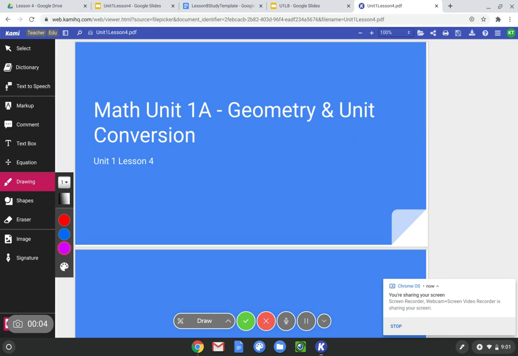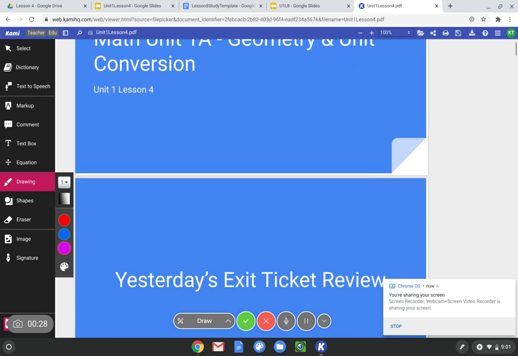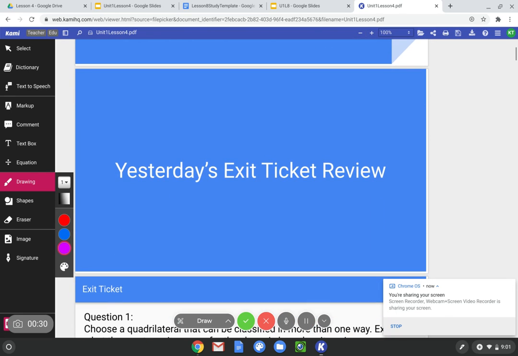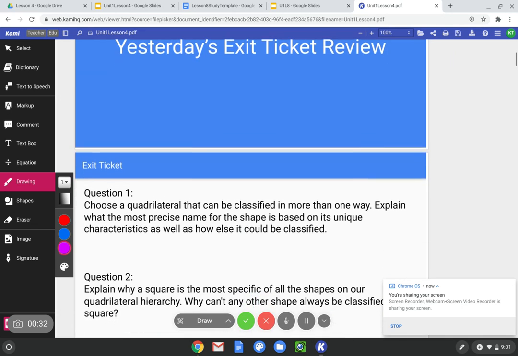Today we are going over lesson 4, which is going to complete how we use attributes to place shapes within the quadrilateral hierarchy. Now that's a tough word to say, quadrilateral hierarchy. Now that has to do with all the shapes that have 4 sides, and we use attributes to put them on that hierarchy. So let's begin by reviewing yesterday's exit ticket.